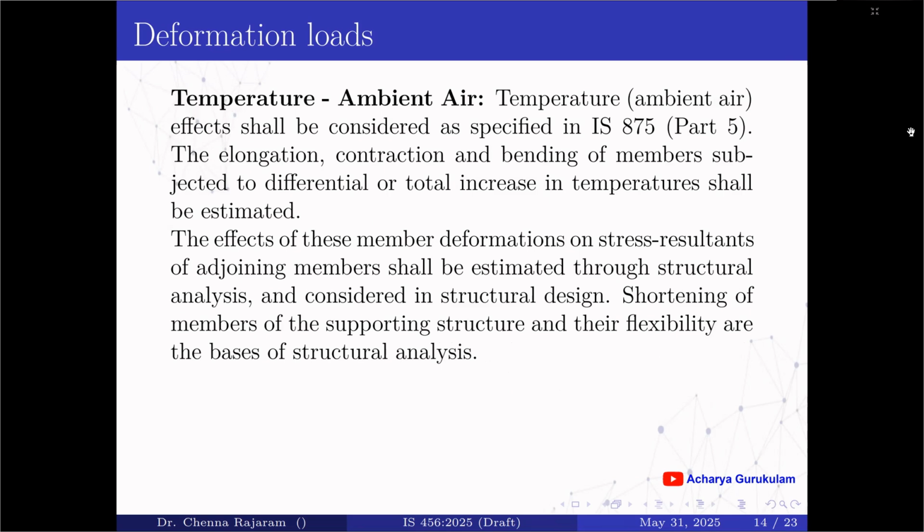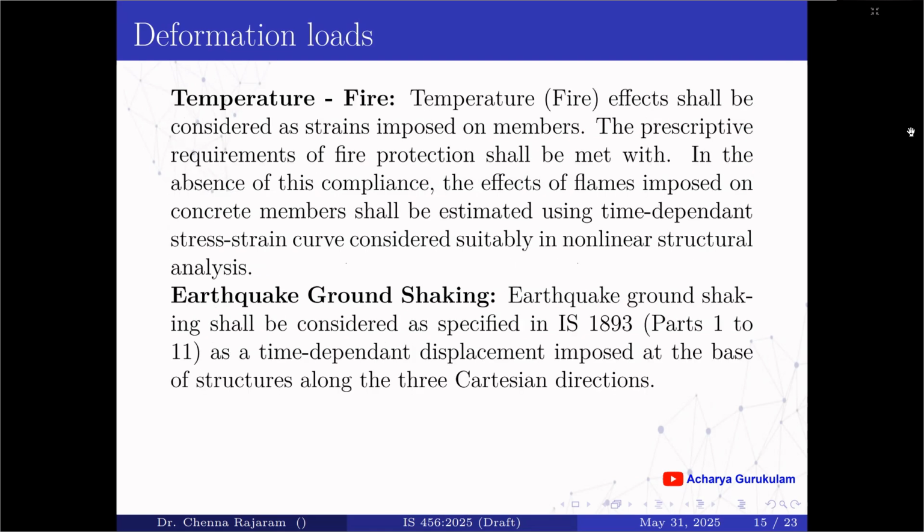The elongation, contraction, and bending of the members subjected to differential or total increase in temperatures shall be estimated. The effects of these member deformations on stress resultants of adjoining members shall be estimated through structural analysis and considered in structural design. Shortening of members of the supporting structure and their flexibility are the basis of structural analysis.